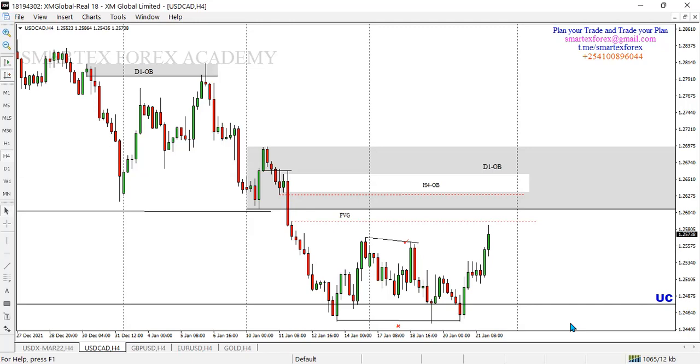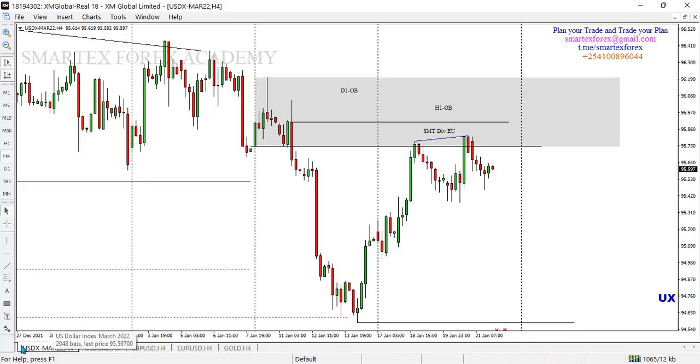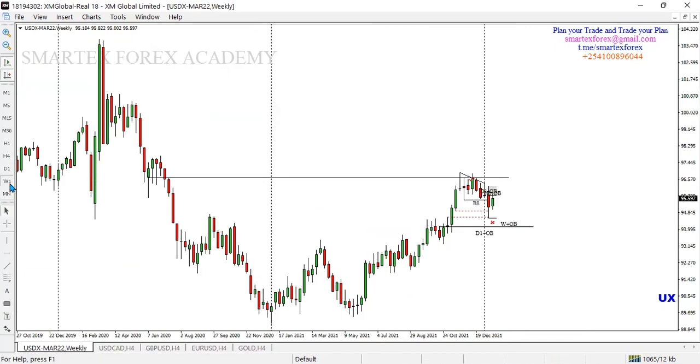So guys, as usual, I'm going to do analysis on just 5 instruments. First of all, I'm going to look at the dollar index, USDCAD, cable, fiber, and gold. Those are the pairs I'm going to do analysis on. Let's start with the dollar index. Let's see what we have.